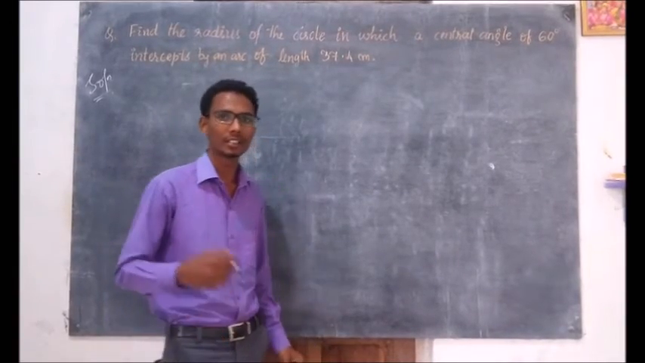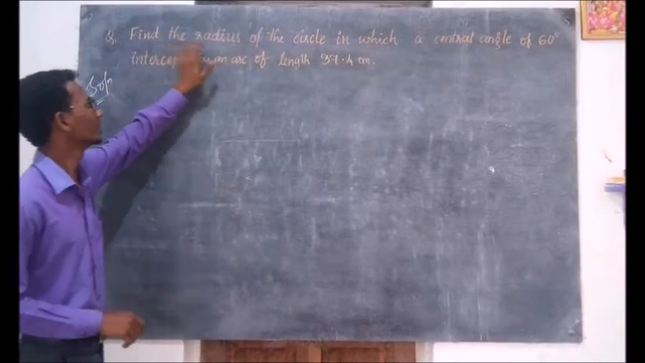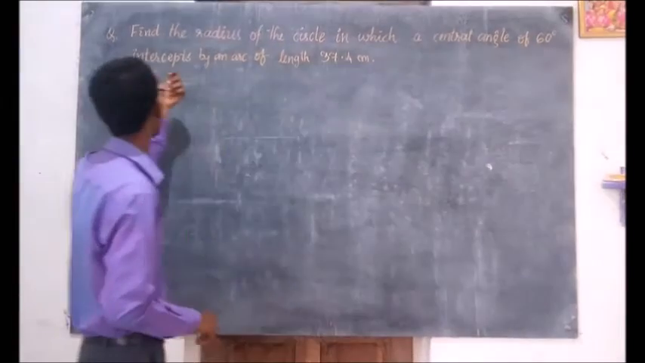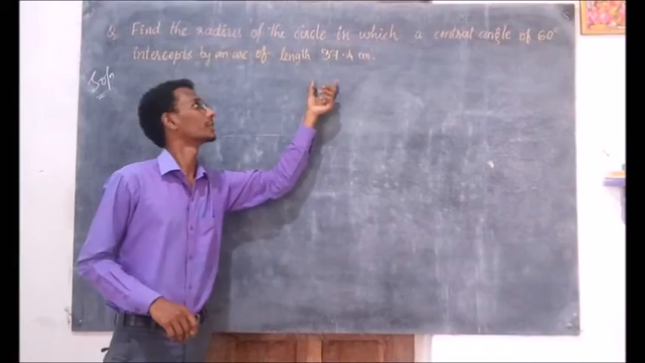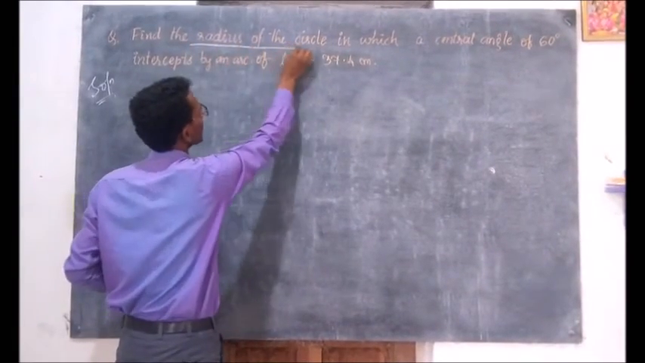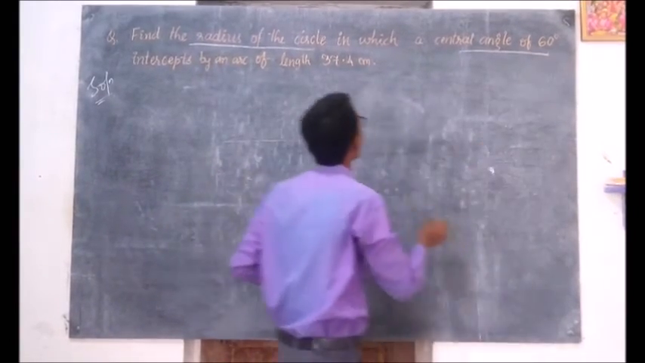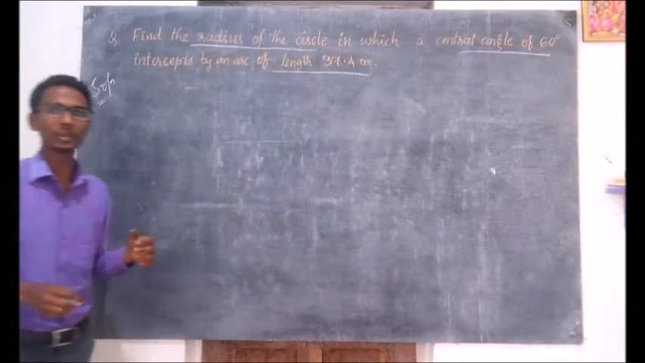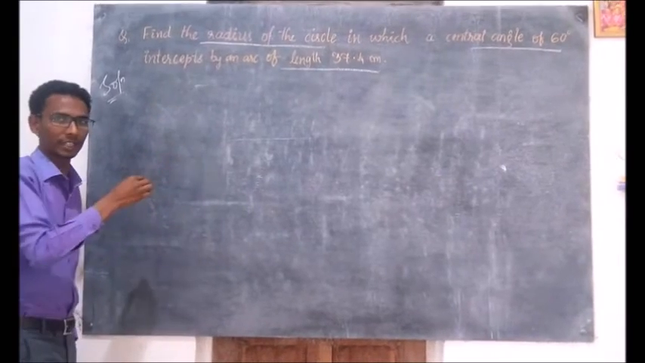Let's look at another type of problem. Here we have a problem. Find the radius of the circle in which a central angle of 60 degree is intersected by an arc of length 37.4 cm. So here we have to find out the radius of the circle in which the central angle is 60 degree and the length of the arc is 37.4 centimeters. So here whatever is given, we have to take it first.